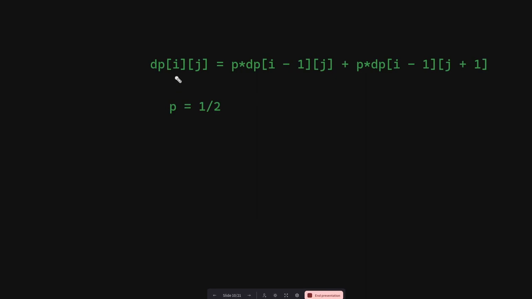Here we can say that dp of i comma j would be dp of i minus 1 comma j with a probability of half, and dp of i minus 1 comma j plus 1. So the first means the person being eliminated but not being sent to the back, and the second means the person being removed from the front but being sent to the back. So if you store all the answers from the black box in a matrix, all the cells in that matrix should satisfy this particular condition.